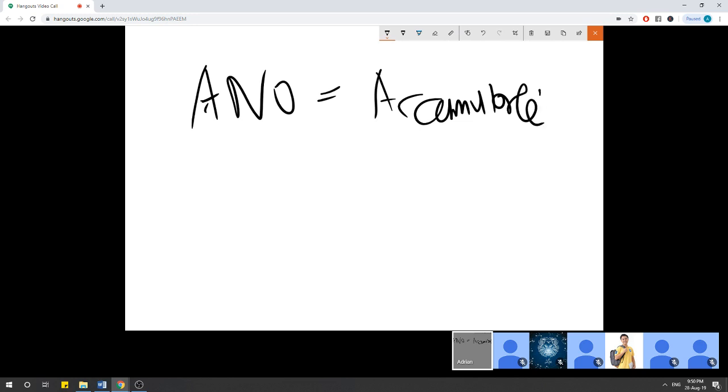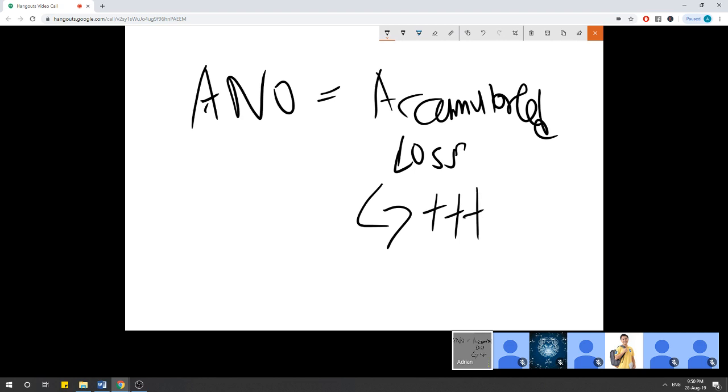For example, I think everyone knows Advanced Nanotech, right? Based on the balance sheet, they are still in accumulated loss, meaning the company still hasn't generated enough profit to convert into retained earnings, instead of retained loss. But you can see in the last 2 years, they are already starting to generate quite high positive profit.